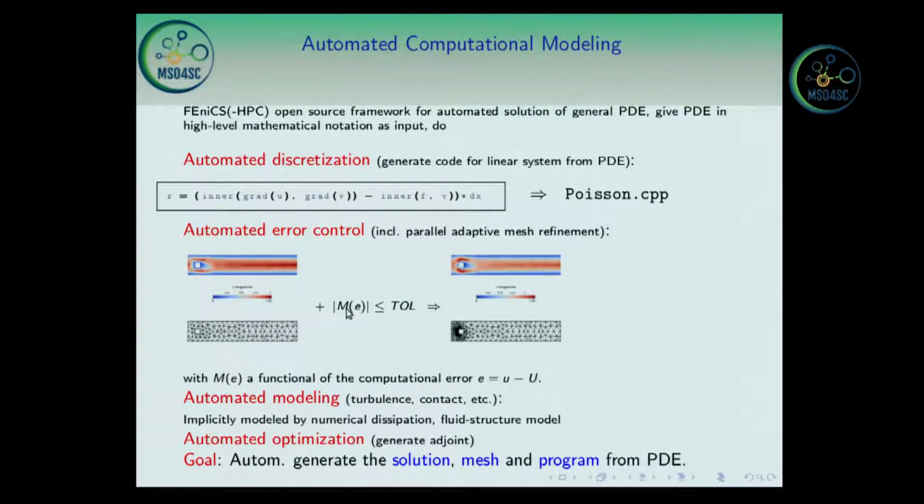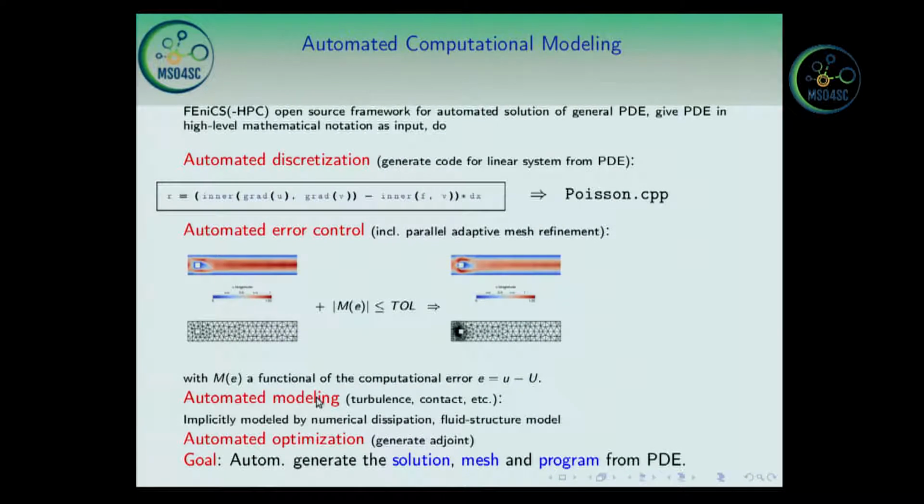Here M stands for an output quantity. For example, the drag force on an aircraft could be the quantity you're interested in. And then we have an error estimate that generates an adaptive method to optimize the error in this quantity. So I will show examples of this. We give a starting guess for the mesh, and then iteratively an optimal mesh is constructed to satisfy this. So that is automated error control, the second aspect.